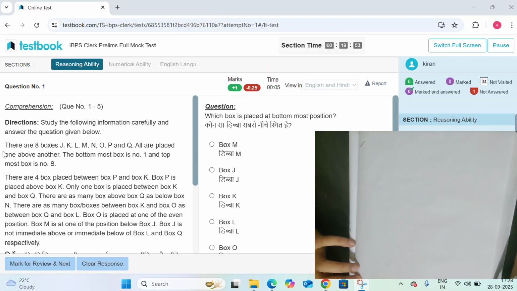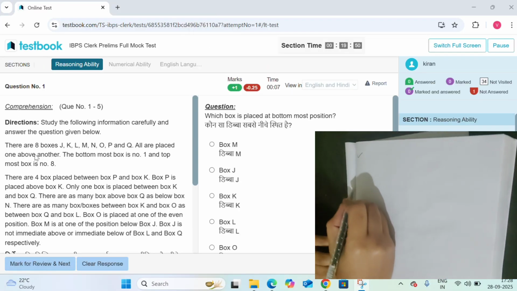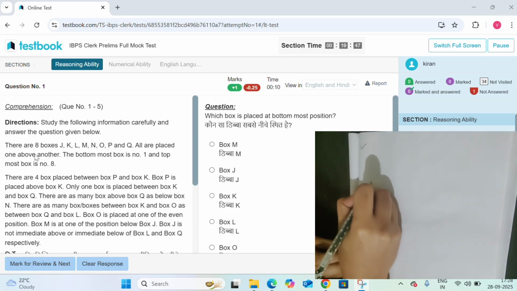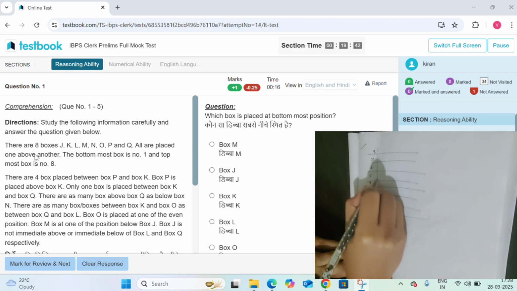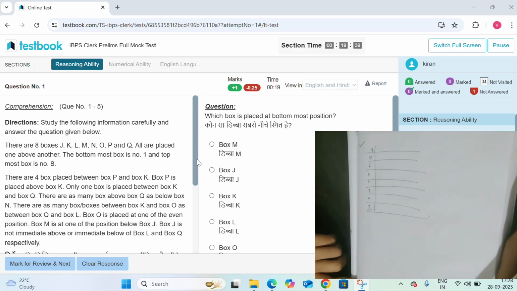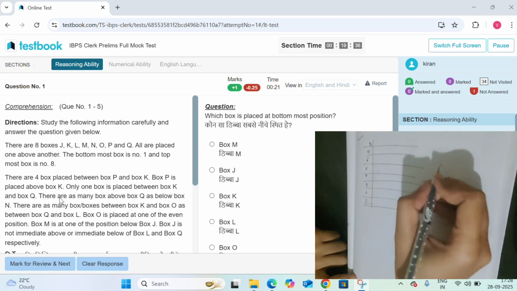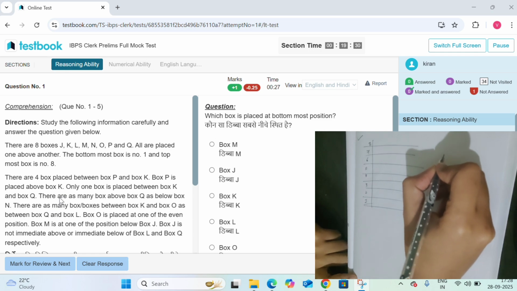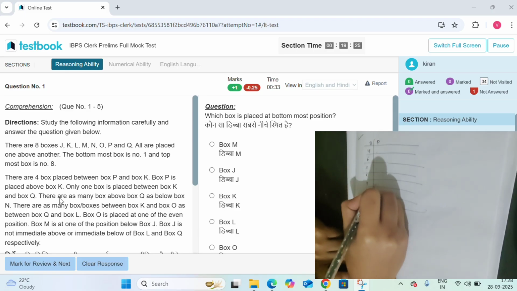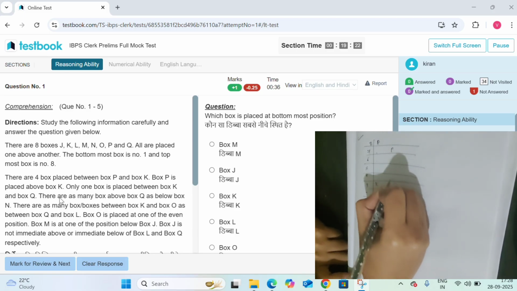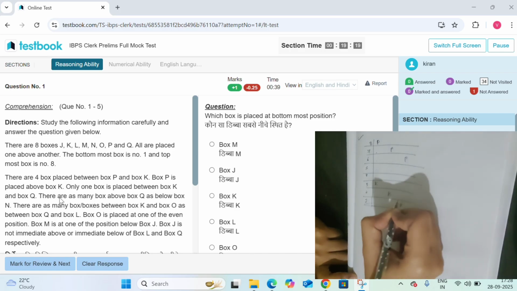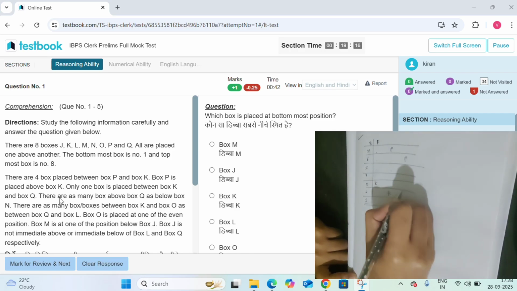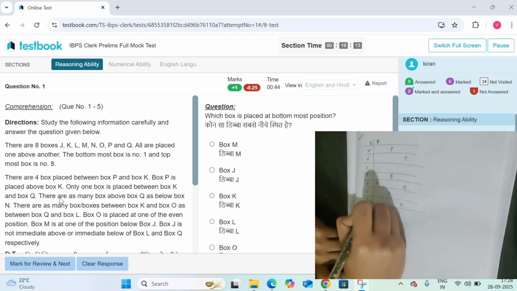There are eight boxes all placed one above the other. The bottommost is one, two, three, four, five, six, seven, eight. There are four boxes placed between P and K, and box P is placed above K. Only one box is placed between K and Q. P is above K. Only one box between K and Q.